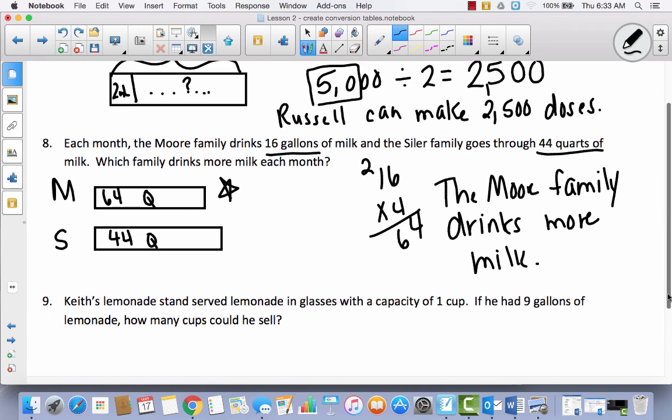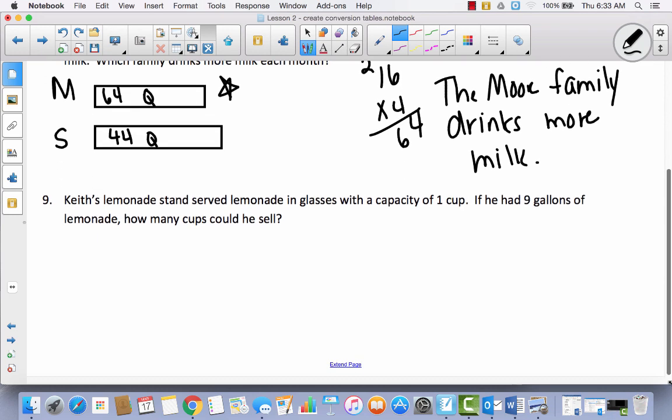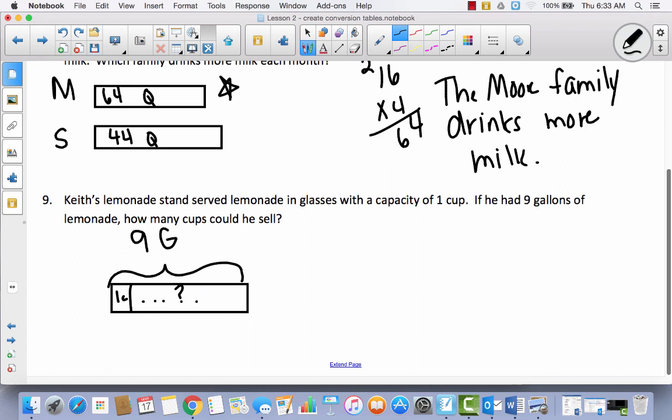All right, let's take a look at number 9. Keith's lemonade stand served lemonade in glasses with a capacity of 1 cup. If he had 9 gallons of lemonade, how many cups did he sell? All right, so again, I'm not hearing any comparison. I'm hearing a total, right? How much lemonade does Keith have altogether? He has 9 gallons. And he's trying to put these into groups of 1 cup. And we're trying to figure out how many cups he can get.